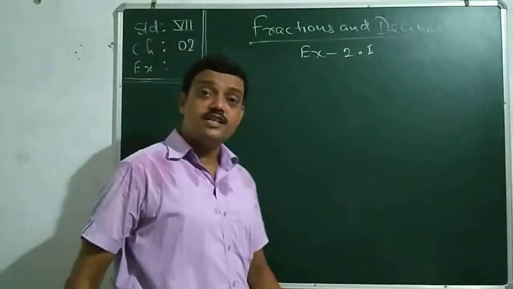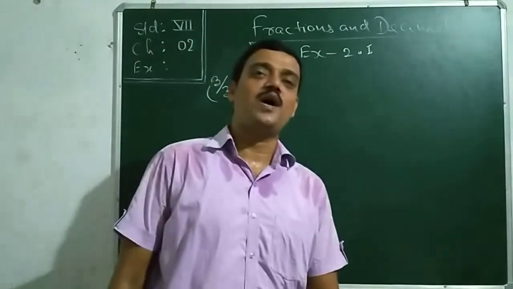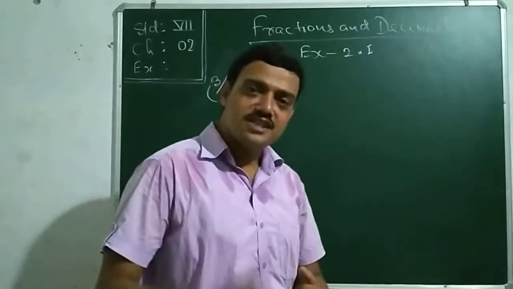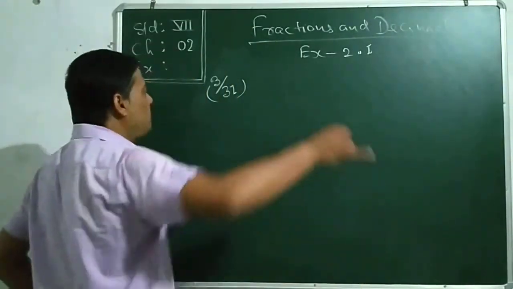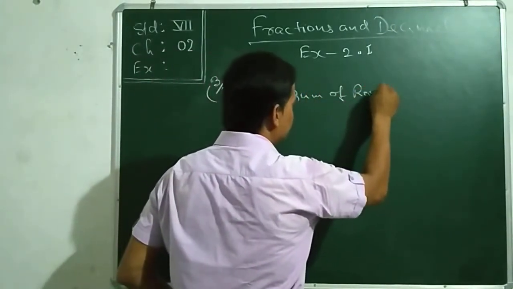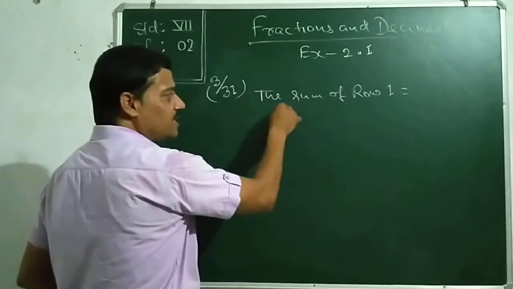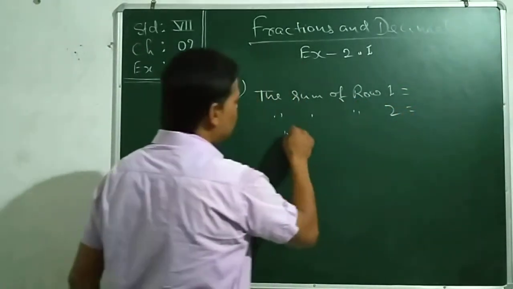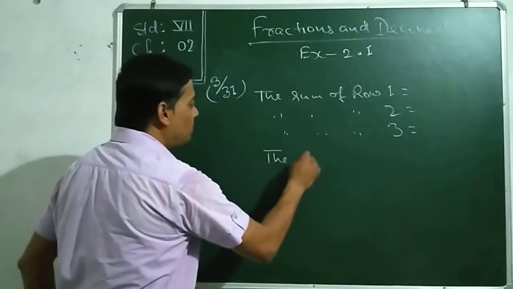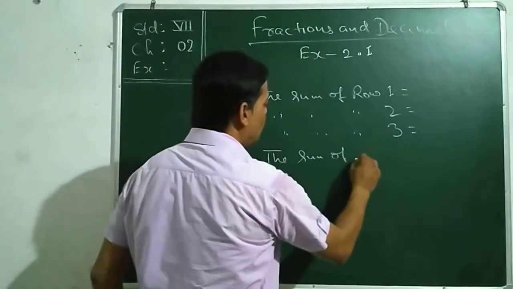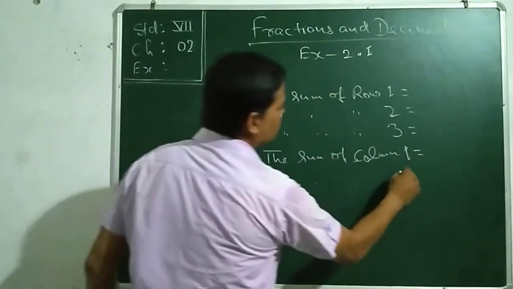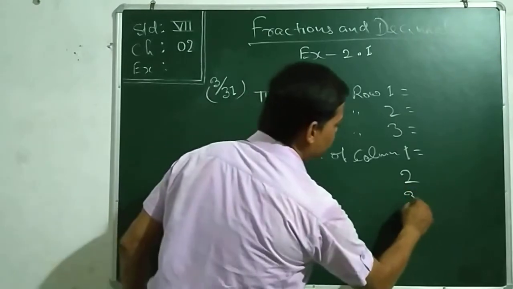In the third sum, there is a magic square, and you know that in a magic square, the sum of all the rows and all the columns must be the same number. So very simply you will calculate the sum of row 1 as it has been shown in your book, then the sum of row 2, then the sum of row 3. Thereafter you will also calculate the sum of column 1, the sum of column 2 and the sum of column 3.